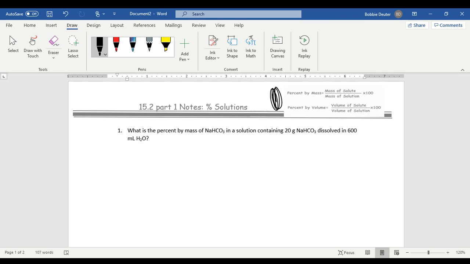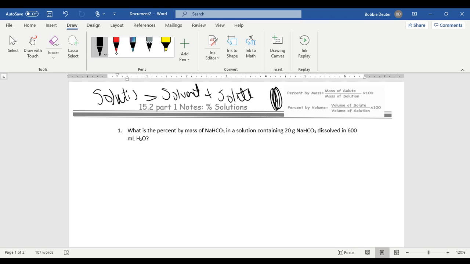So one thing that you have to remember when we talk about the mass of the solution is that it is equal to the solvent, which is what it's dissolving in, plus the solute, what is being dissolved. And so that's how we get that mass right here.